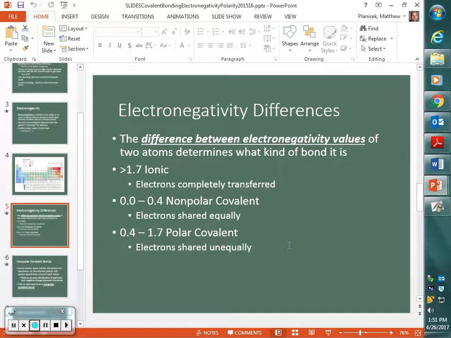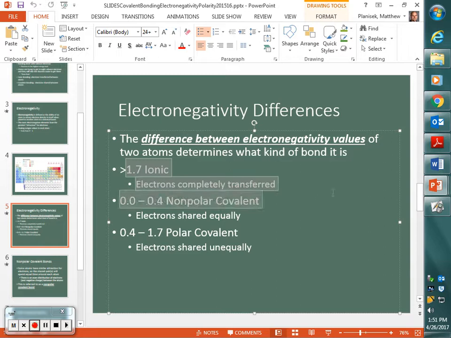We look not at the electronegativity of each individual atom, but of the difference between the two atoms that are bonded together. If the difference between electronegativities is very large, that's an ionic bond. We have one atom that really, really strongly wants to attract electrons. Another atom, not so much. That's when we end up with a complete transfer of electrons.